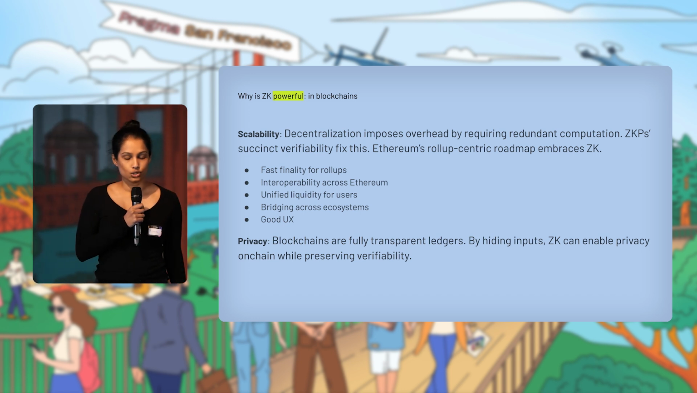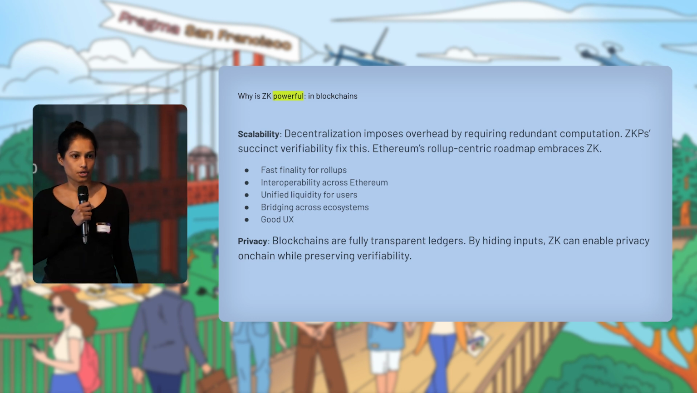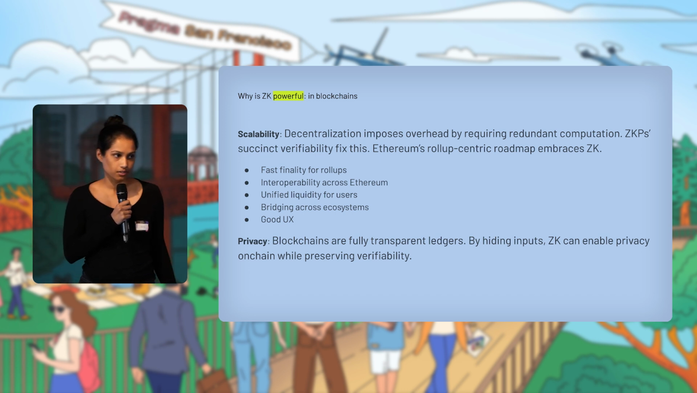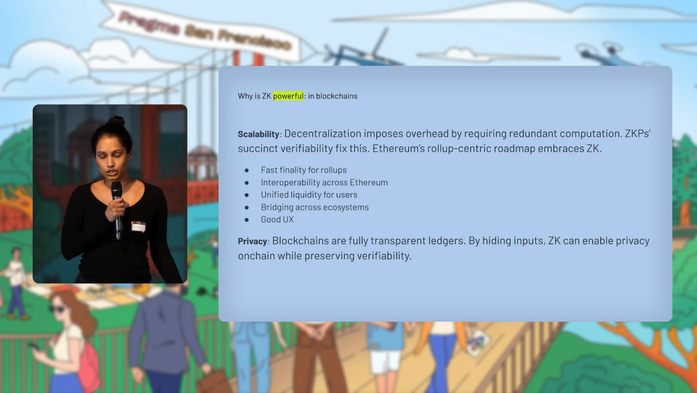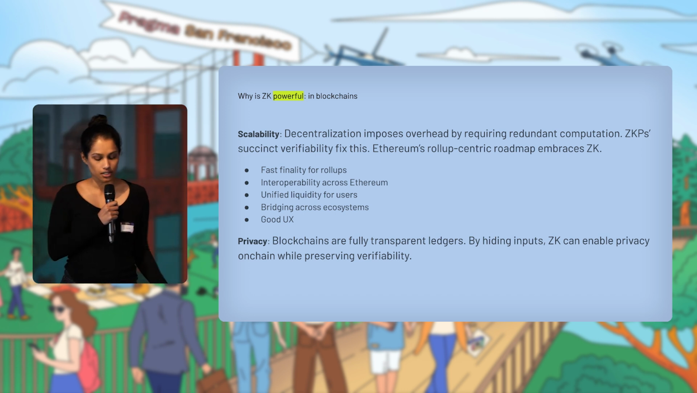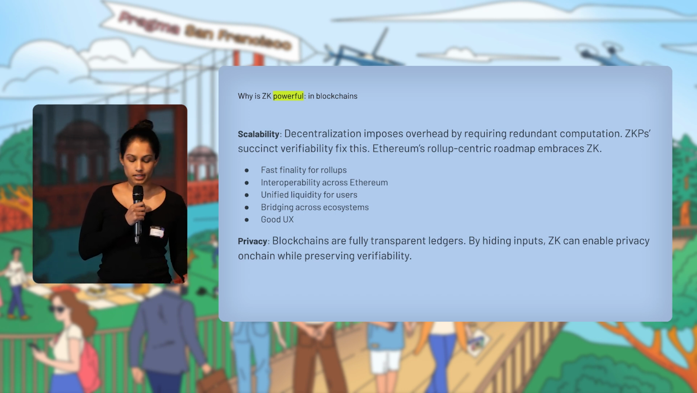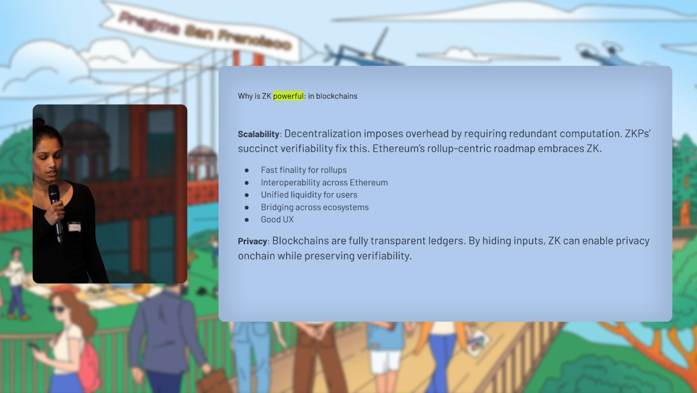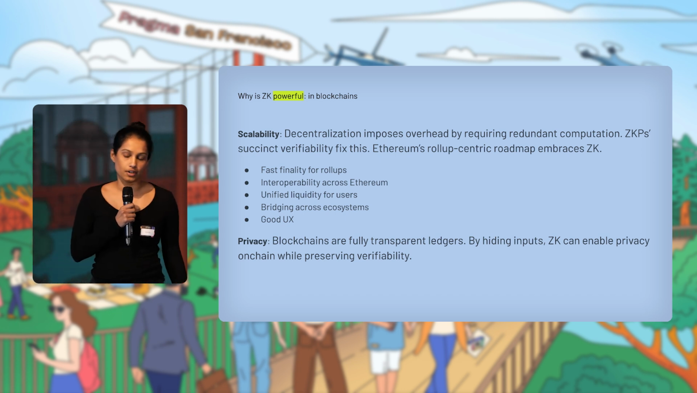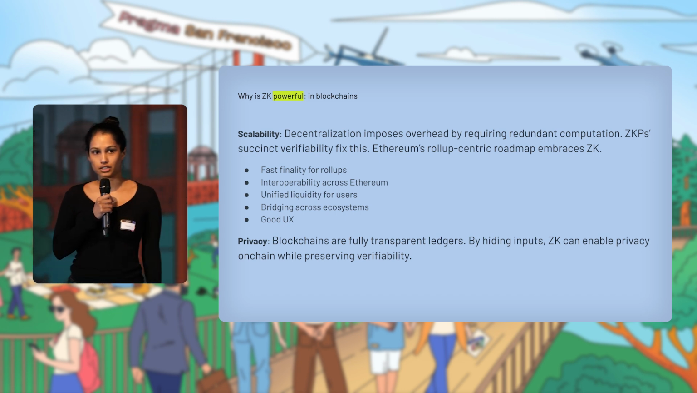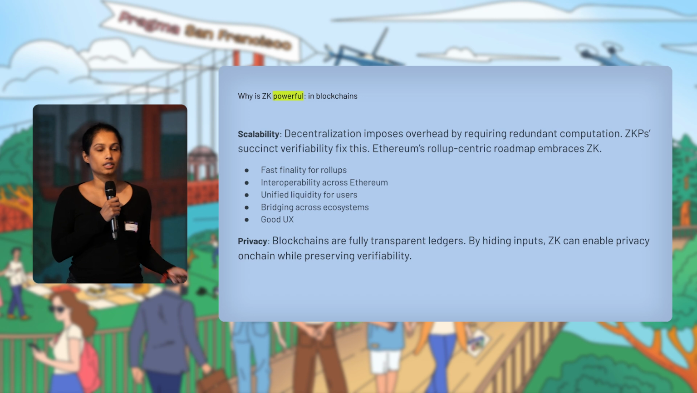The other thing ZK is useful for in the context of blockchains is privacy. So today, in systems like Ethereum or Bitcoin, they're fully transparent ledgers where you can see the history of what all accounts have done. And with ZK, you can now hide the inputs to transactions, and you can enable privacy on chain while still preserving verifiability. So for example, take systems like Tornado Cash, where you can hide the recipient of a transfer.